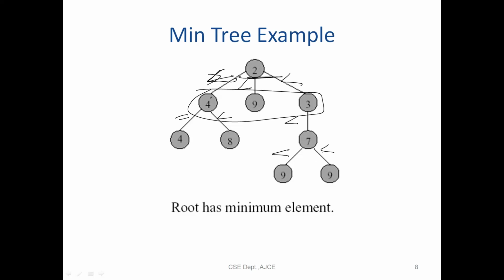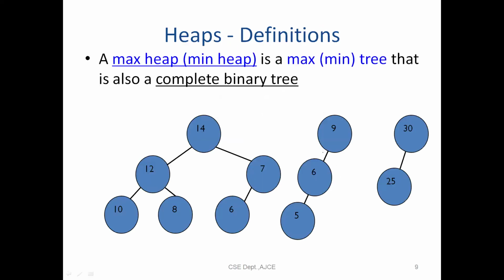So it does not matter whether the left side is lesser or the right side is greater, as in a binary search tree. Here we just check whether the parent node is greater than or equal to its children in case of a max tree, or the parent node is lesser than or equal to its children in case of a min tree.